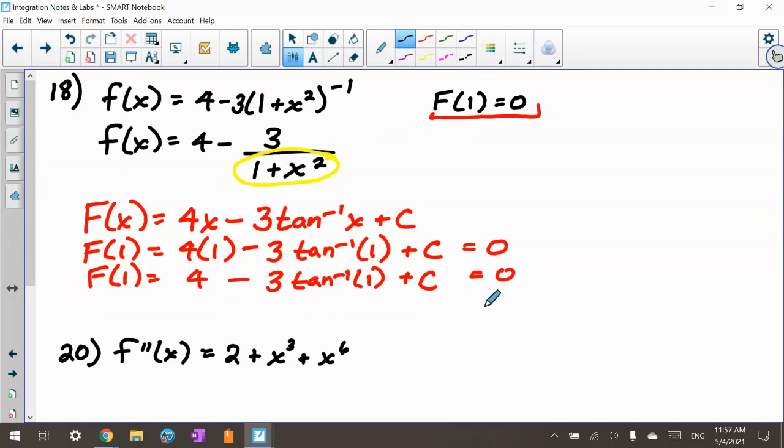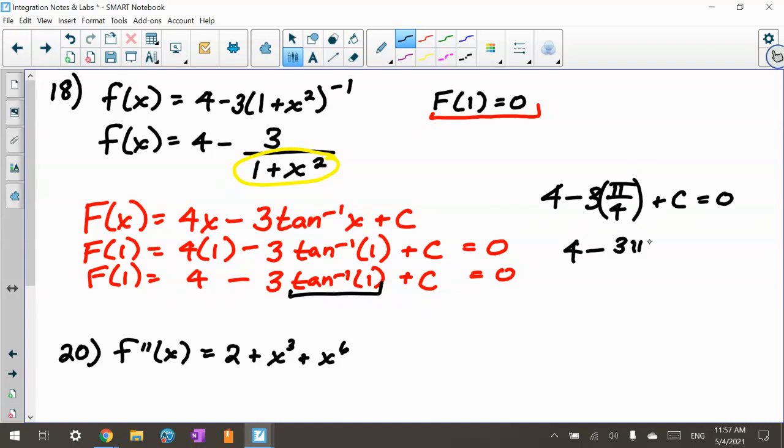So I really have 4 minus 3, and the inverse tan of 1 is 45 degrees, or pi over 4. So 3 times pi over 4 plus c equals 0. So I have 4 minus 3 pi over 4 plus c equals 0. And I'm going to solve for c and move those both over. So c comes out to be 3 pi over 4 minus 4, which is a constant, even though I don't care how ugly it is.